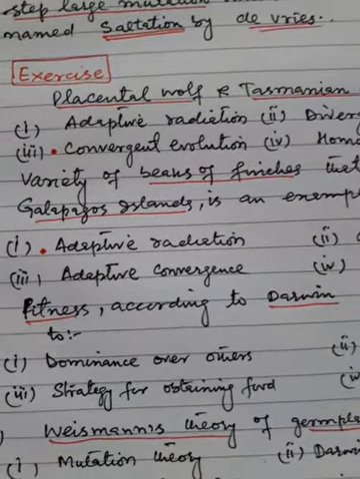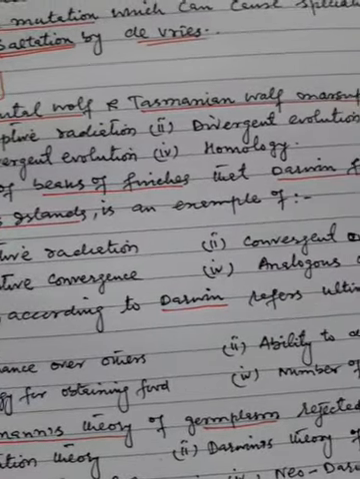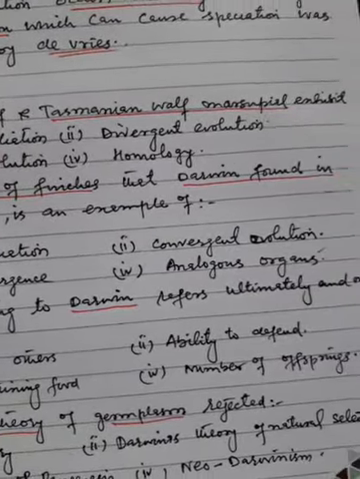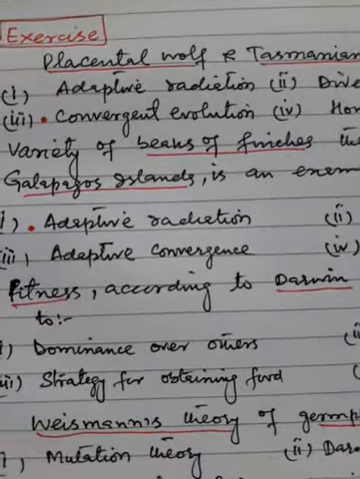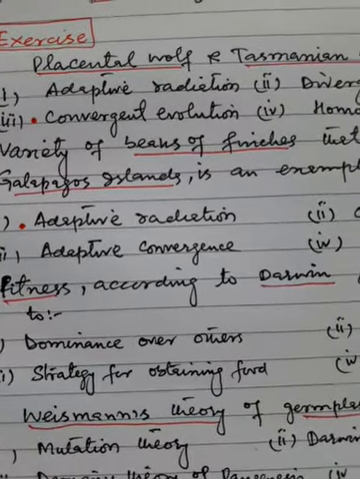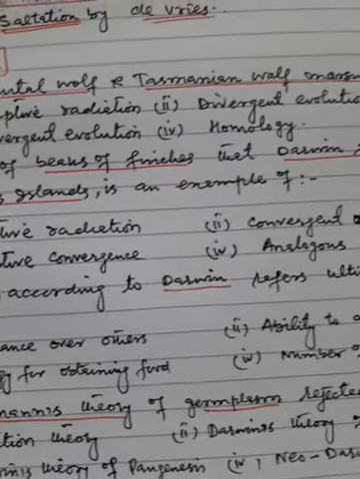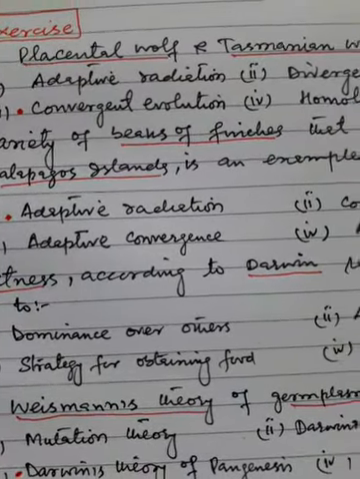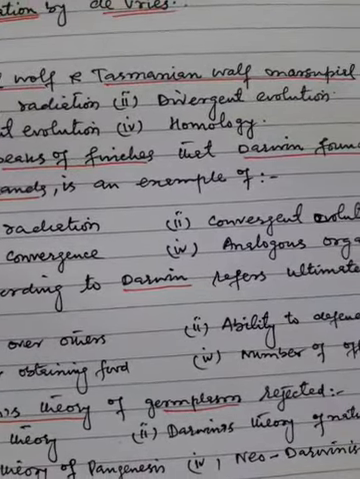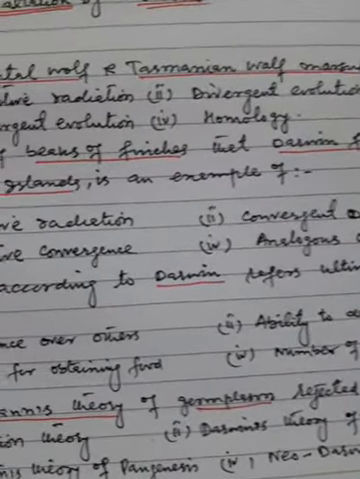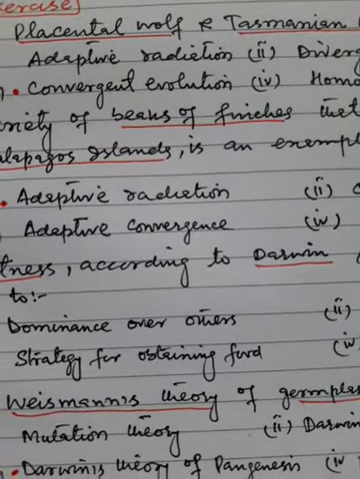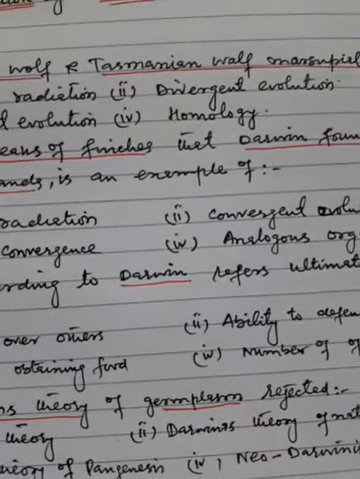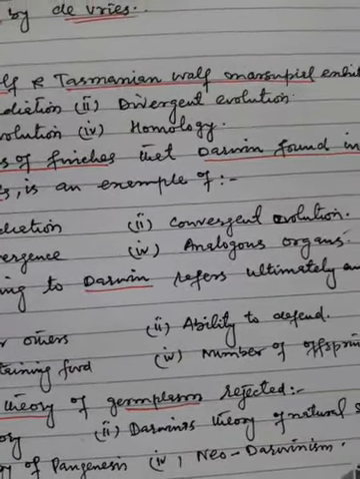Second, the variety of beaks of finches that Darwin found in Galapagos Islands is an example of: first option, adaptive radiation; second option, convergent evolution; third option, adaptive convergence; fourth option, analogous organs.